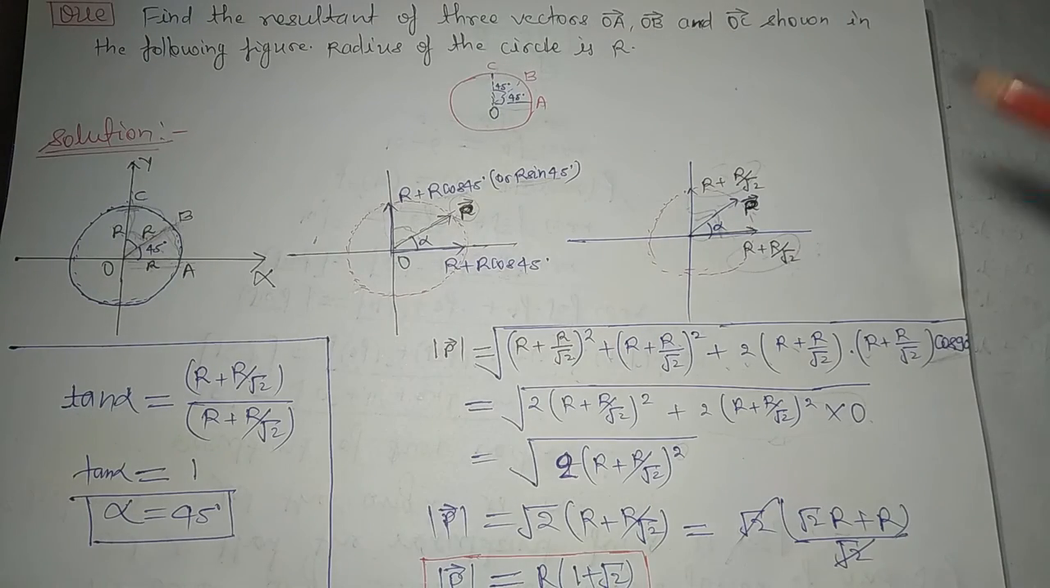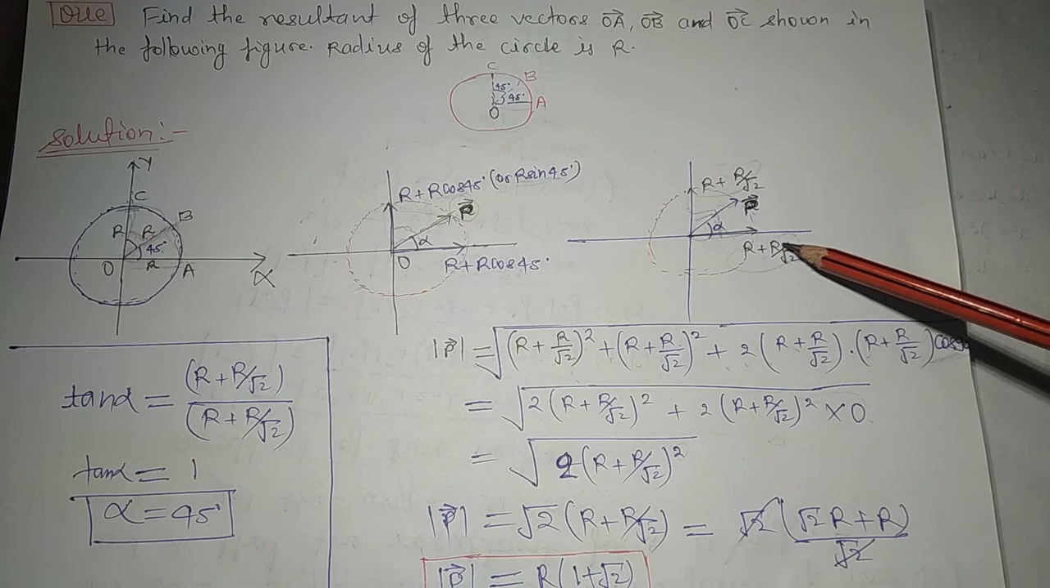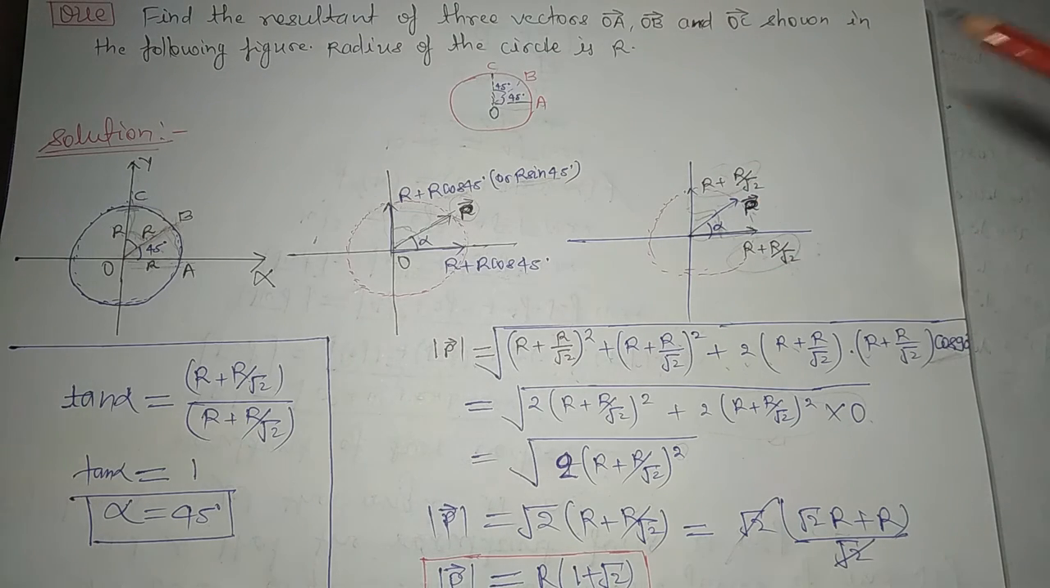Alpha is easily predictable, since this angle is alpha and these vectors are equal. So tan alpha is equal to this divided by this, and since this will be 1, tan alpha is equal to 1, so alpha is equal to 45. Okay, so here is the answer.